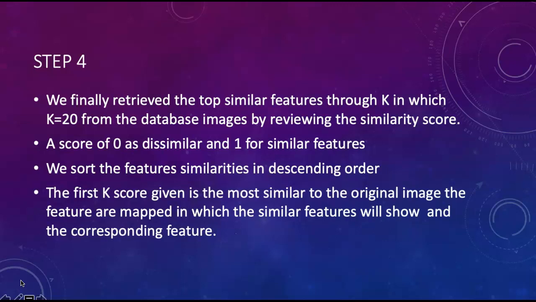Step 4. We finally retrieve the top similar features through K, in which K equals 20, from the database images by reviewing the similarity score. A score of 0 or 1 is given. 0 is given for not so similar, and 1 is given for similar. We sort the feature similarities in descending order. The first K-score given is the most similar to the original image. The features are mapped in which the similar features will show in the corresponding features.